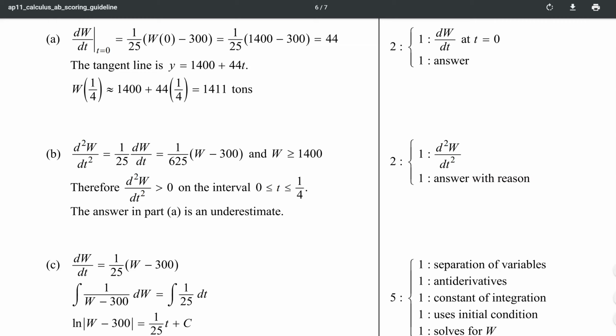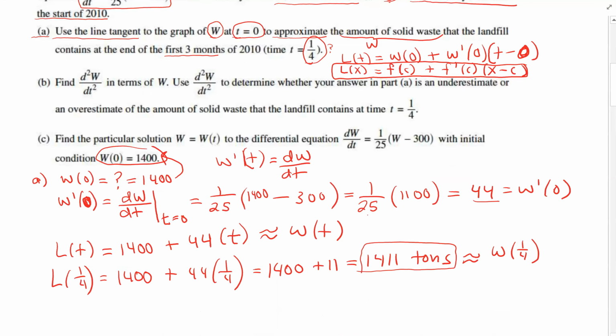They didn't award any point for the tangent line, which I find interesting. They were probably saving up all their points for Part C, because I feel like that in and of itself should get a point. But anyway, you got 1 point for finding the derivative, and then 1 point for the answer, which was the 1,411 tons. So far, we've gotten 2 points from this problem. So we can just check that off. We got 2 points there.